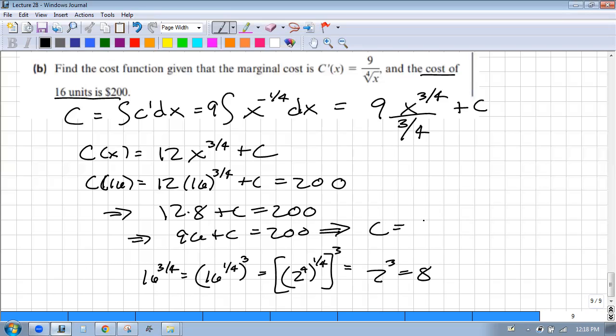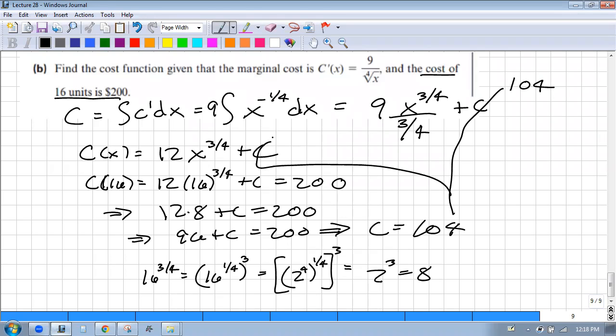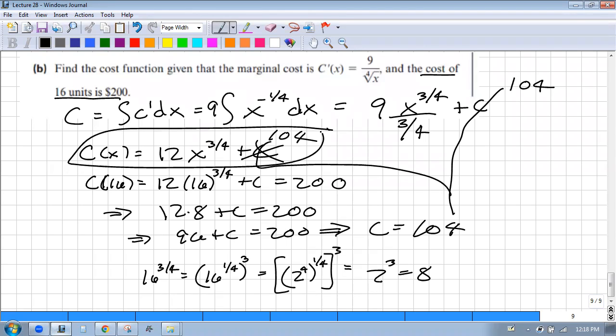Therefore, C would be 104. So this is 104, or actually over here, 104. That's our cost function. Make sense so far? Same thing over and over again, right? Let's do it again.